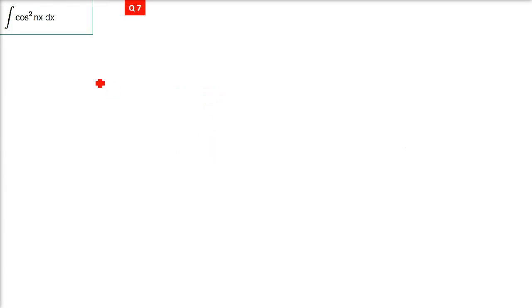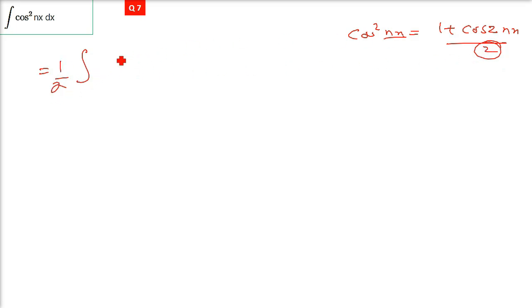Now cos square nx dx. So either it is cos square anything inside, don't worry about that. Just concentrate on cos square x formula. Cos square theta is 1 plus cos 2 theta by 2. If it is cos square nx, it will be 1 plus cos 2 nx by 2. So this 2 is already there, 1 by 2. 1 plus cos 2 nx dx.